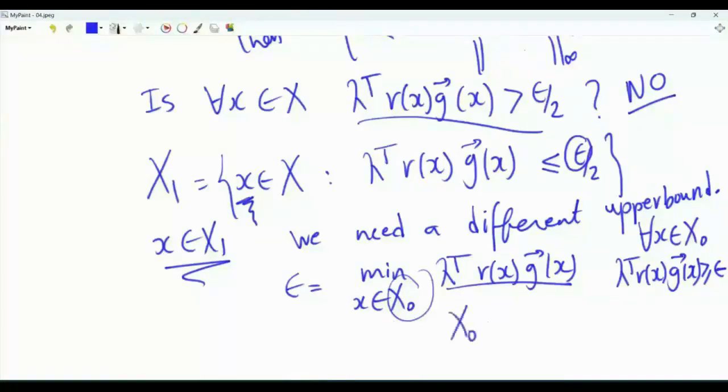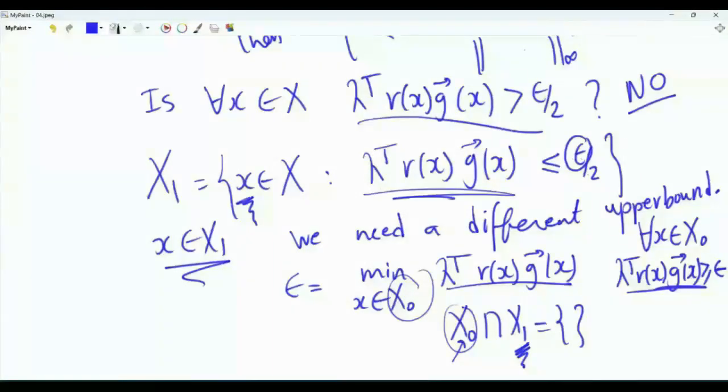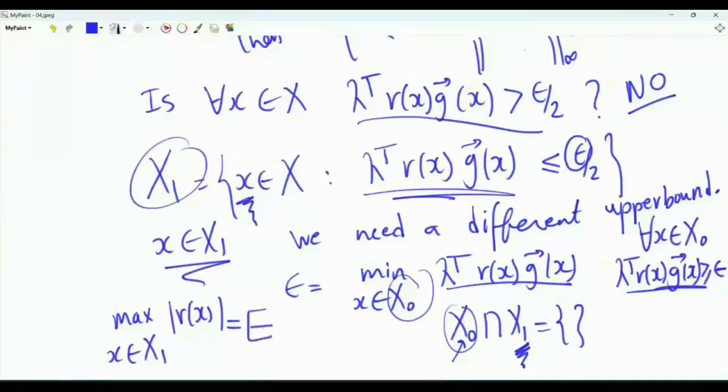If this is the case, then the intersection between X0 and X1 is empty. For every small x here, this quantity is epsilon or more. For every small x there, this quantity is epsilon over 2 or less. The crucial thing is what is the maximum of the magnitude of the residual using the set X1. This is what we have called E. Can E be equal to gamma? If this is the case, it will disrupt our effort. The good news is that this must be strictly less than gamma.